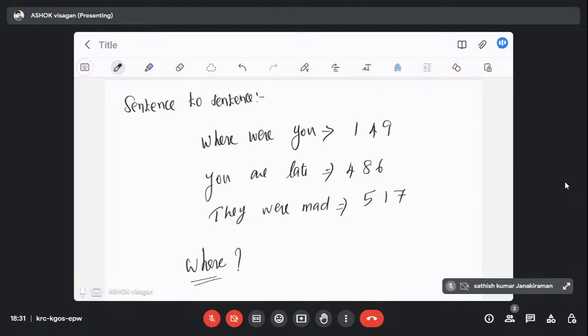So first we need to check the similarities. If you see the last one, they were mad, and the first one, where were you, what is common? The word were. So what number is common? 1. It means 1 is coded for were.